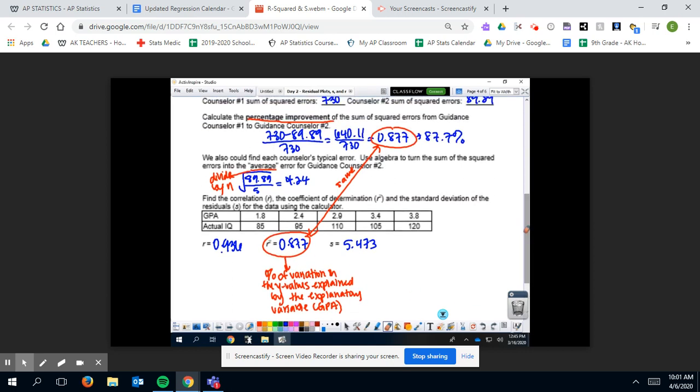All right, where are we going next with this? s. That s represents the standard deviation of the residual values, which remember the residuals are the errors. So if we think about that, that represents the average prediction error. It's not the same as when we tried to calculate it by hand, but it's close. And the difference is when we calculated the average prediction error by hand, we used our sample size of 5, and we should have used 3.